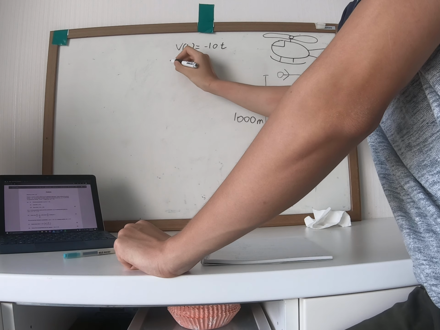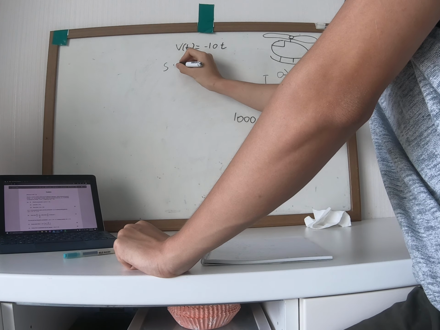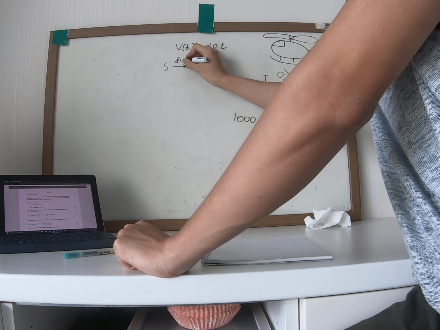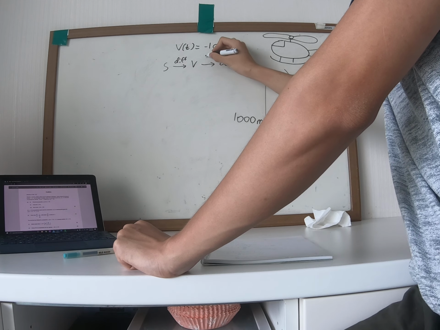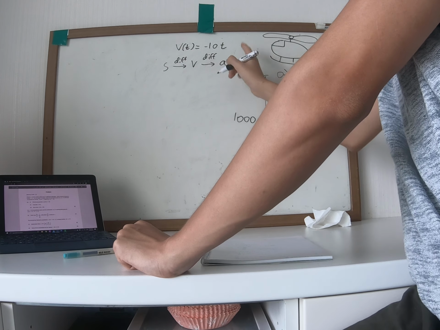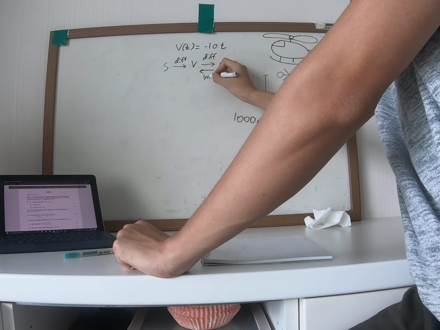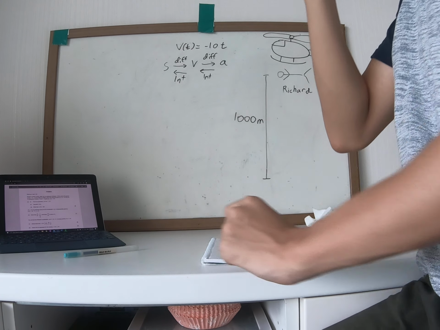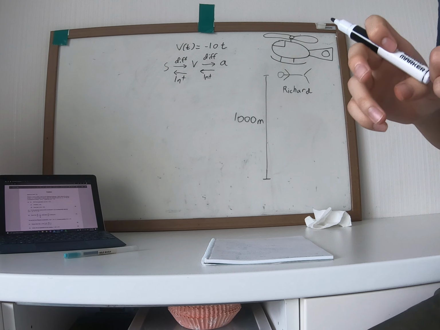We must know that displacement, which is s, can be turned into velocity by differentiating it, and velocity can be turned into an acceleration function if we differentiate it. We can reverse this change by integrating each of them. This will be important throughout the whole question. Now let's go to question A1.